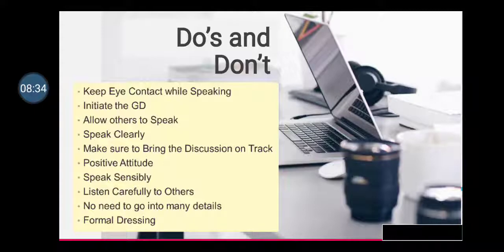The ninth point is no need to go into many details. Some students give too many details which are not required and it is time consuming. So please avoid going into much detail, be precise and convey your thoughts in short and simple language. And last but not the least, again I'm telling you very clearly, is formal dressing. Do not take it casually. No fancy dressing here. You should be comfortable while speaking in a group discussion. Positive gestures and body language will make your work easy.